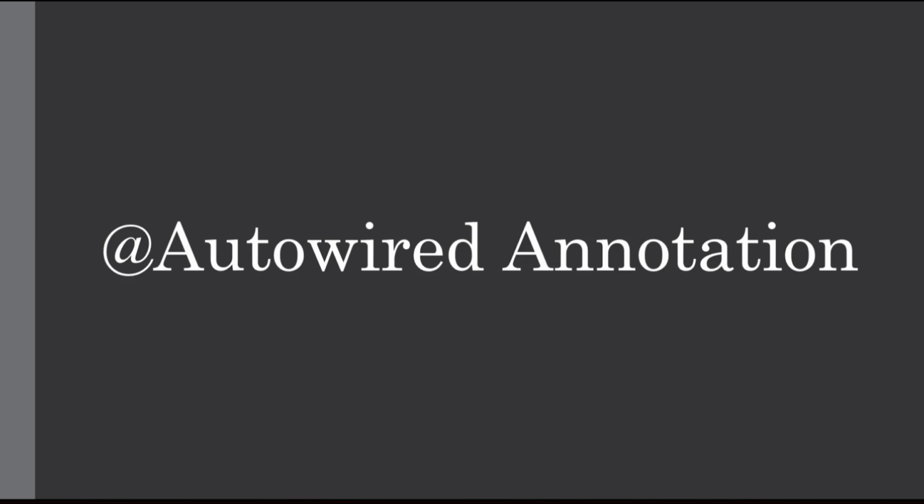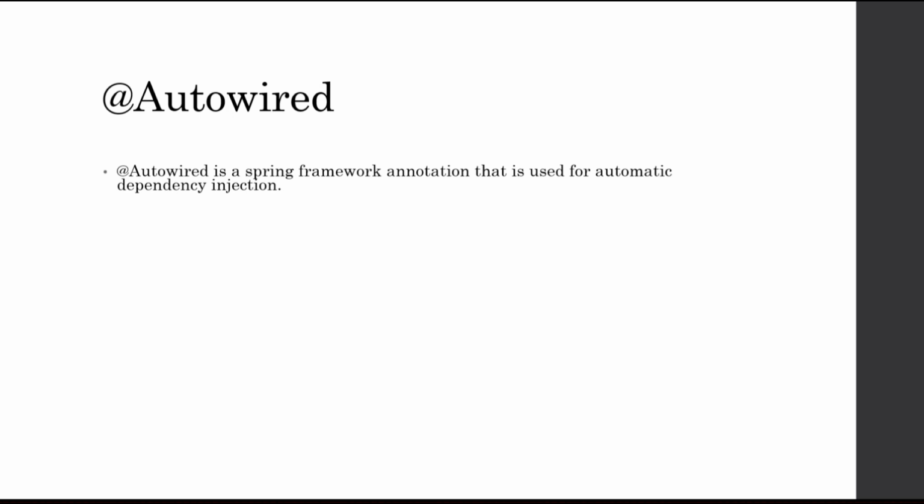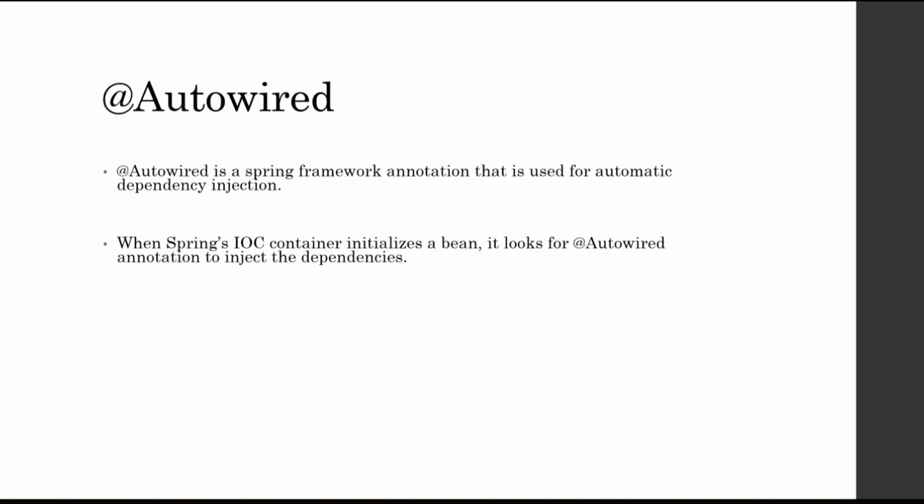In this video, we are going to learn how to use Autowired annotation in the Spring application. Autowired is a Spring framework annotation that is used for automatic dependency injection in the Spring applications. When Spring's IOC container initializes a bean, it looks for @Autowired annotation in the bean to inject the dependencies.